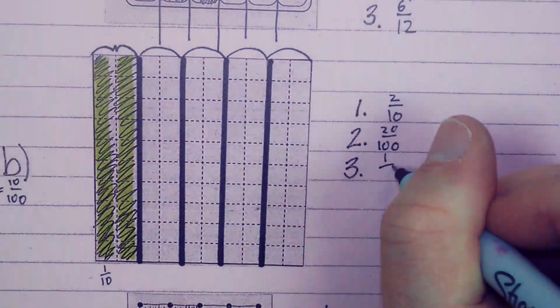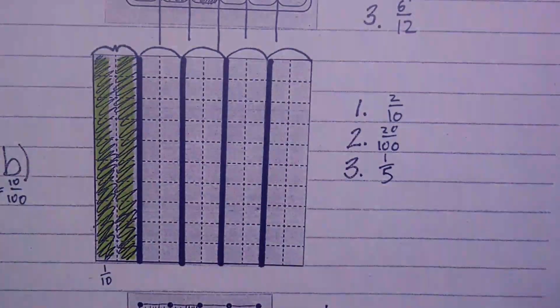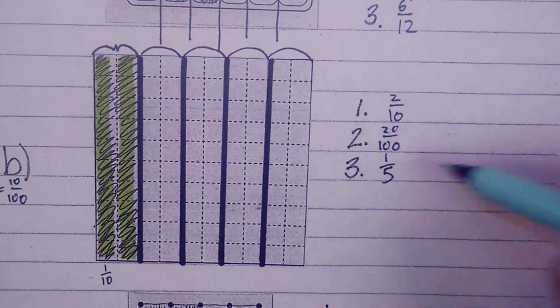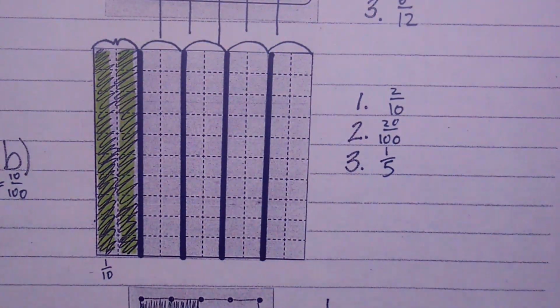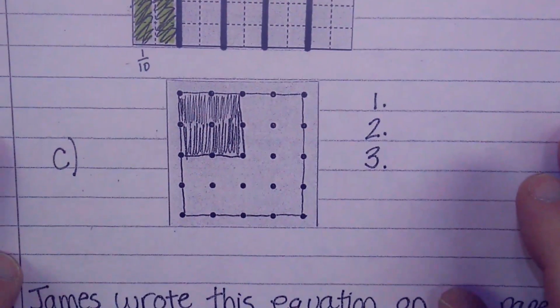So I would have 1/5 full, which is half of 2 and half of 10. Okay, half of 2 is 1, half of 10 is 5. We have a fraction equivalent. Awesome. Coolio. Now, let's move on to our next one.